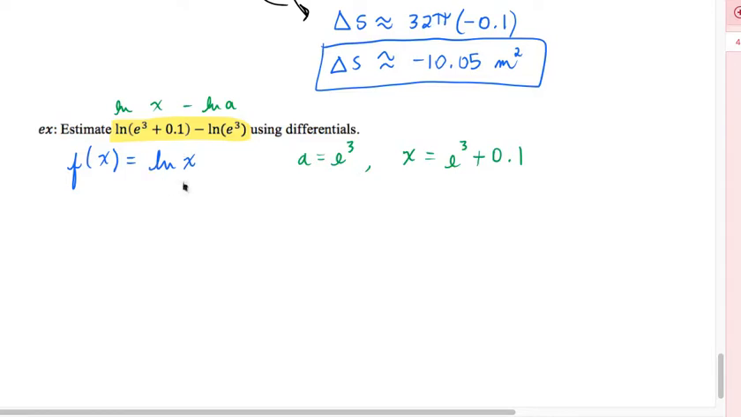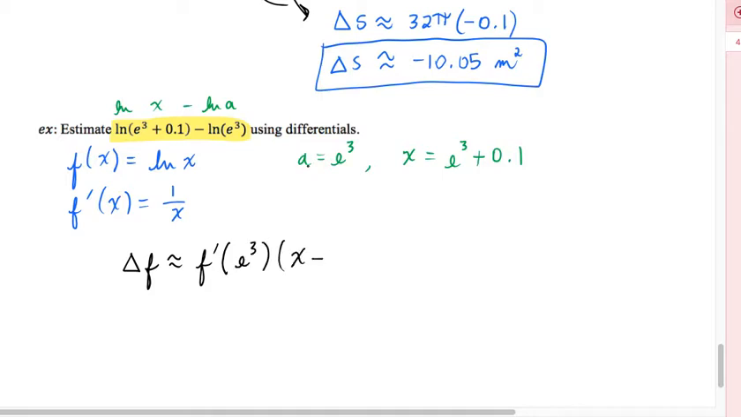E cubed is a good choice because we can compute the natural log of e cubed pretty easily, and its derivative as well. Let's go ahead and compute the derivative there. So f prime is equal to 1 over x. Okay, so using differentials then, we know that the change in y values, or I'm going to write delta f this time, is roughly equal to f prime of a, or in other words e cubed, times x minus a, which is my delta x. Actually, I could have computed delta x up here. Clearly the difference between those two values is 0.1.